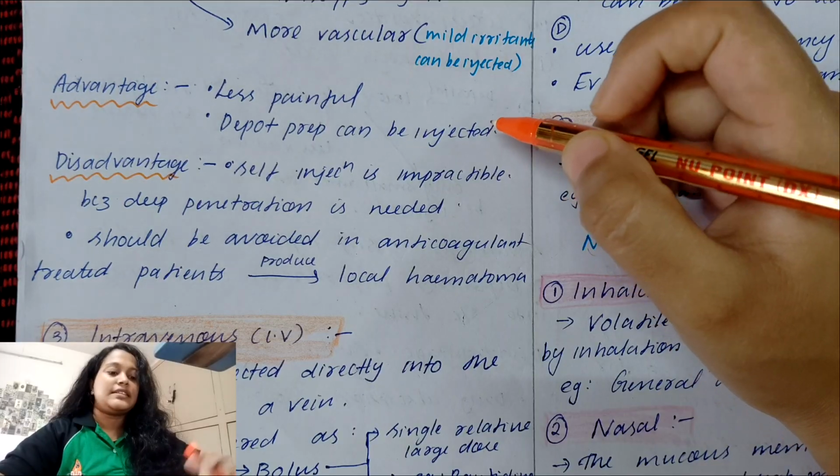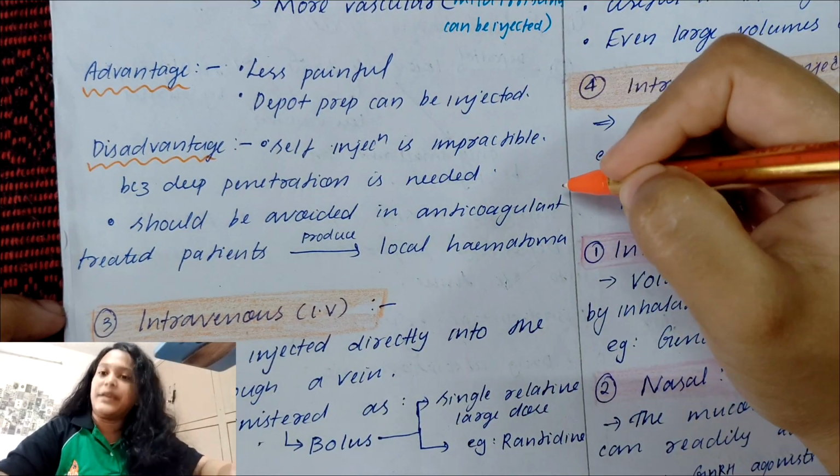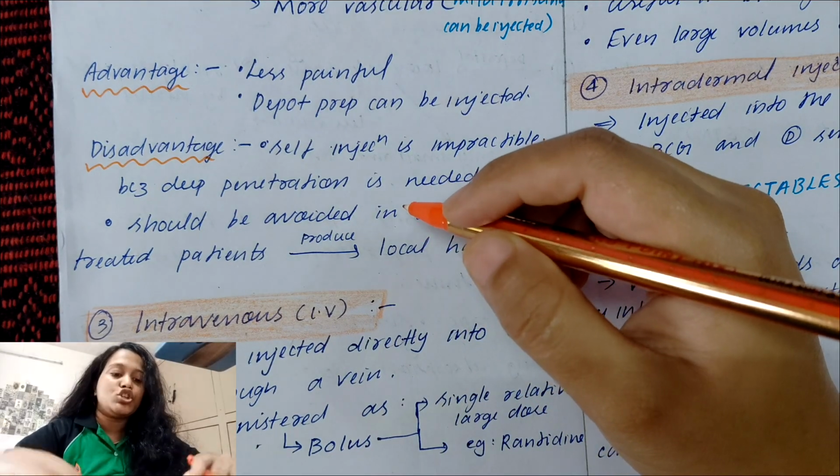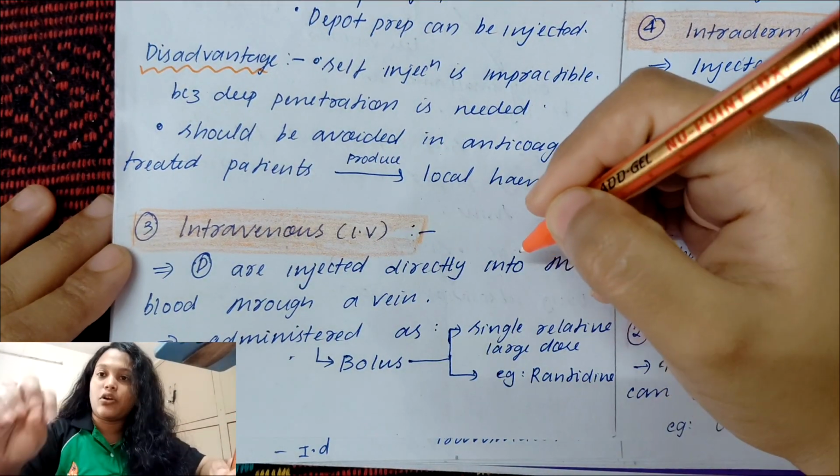The disadvantage is that self-injection is impracticable because deep penetration is needed, and it should be avoided in anticoagulant treated patients because it will produce local hematoma.